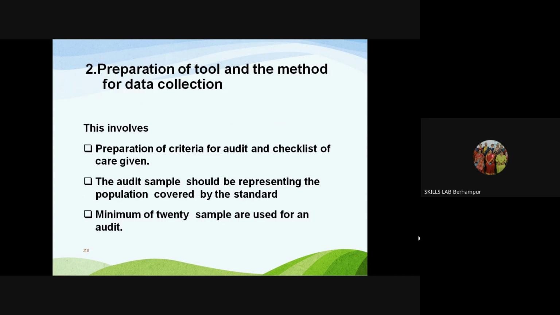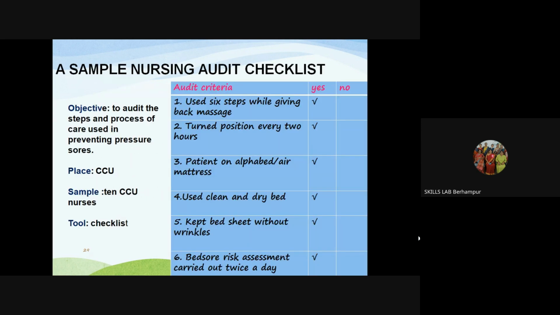Then preparation of the tool and the method for data collection. This involves preparation of the criteria for the audit and a checklist for the care given, and the audit sample should be representing the population covered by the standard. A minimum of 20 samples are used for an audit.